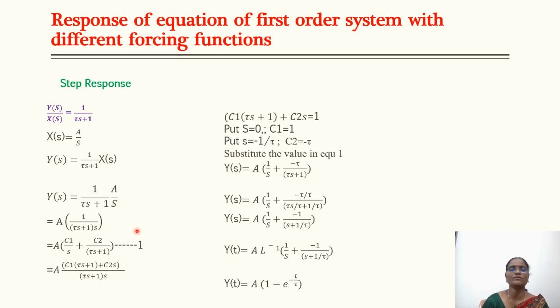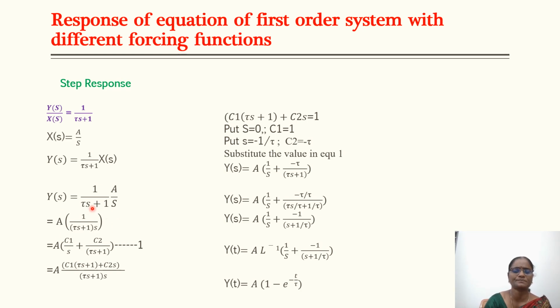Now what we have to do? We are going to determine the response equation. What does response equation mean? We need to get y of t from y of s. Y of s is in the form of Laplace, and y of t will be in the form of the original function. So how to get y of t? By inversion using the partial fraction method. What is the inversion by partial fraction method?